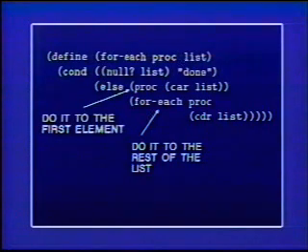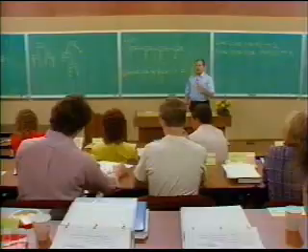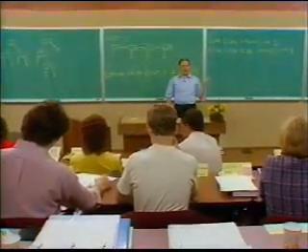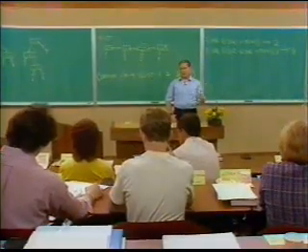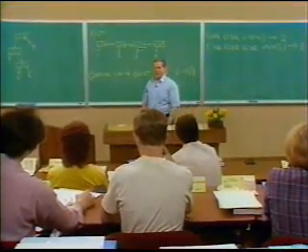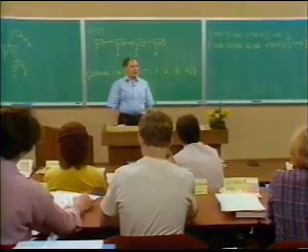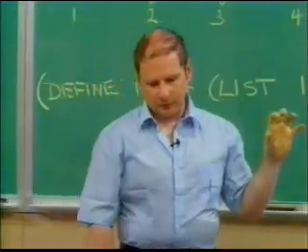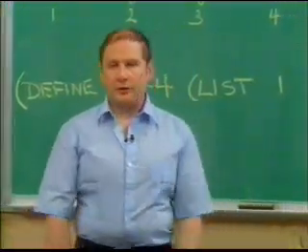And so, for example, if I had some procedure that printed things on the screen, if I wanted to print everything in a list, I could say for each, print this list. Or if I had a list of figures and I wanted to draw them on the display, I could say for each, display on the screen this figure. Okay. Let's take questions.